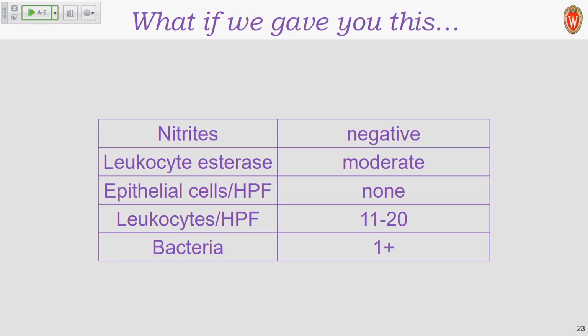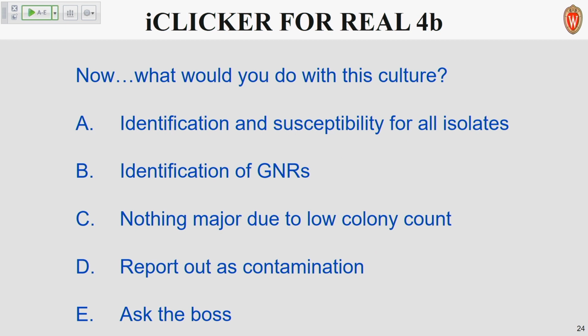All right, so now here's our urinalysis results. No nitrites, moderate leukocyte esterase, no EPIs, 11 to 20 white cells on microscopic, 1+ bacteria. Same culture. Your patient did have symptoms. This is their UA. Now what would you do with the culture? Same options as before.